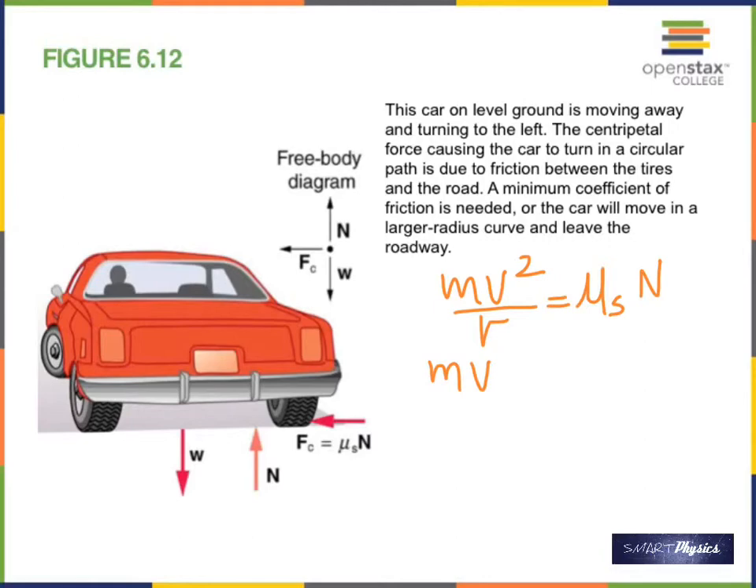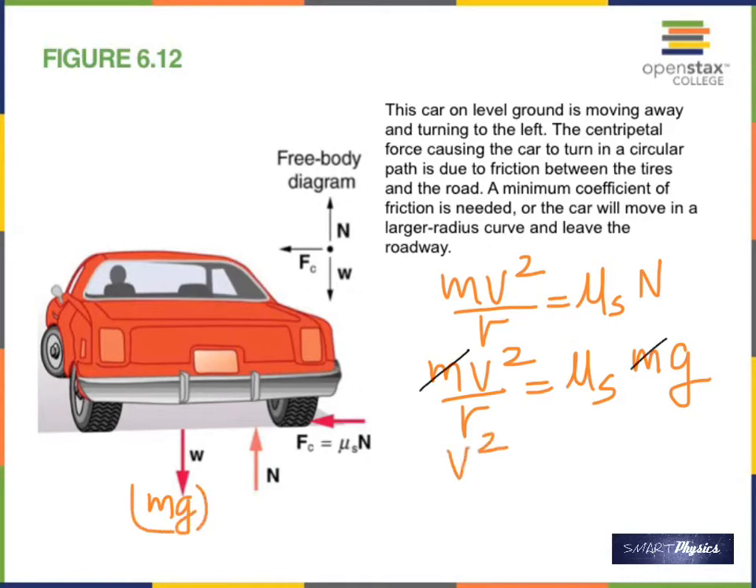Who can substitute for the normal force in the next step? Go ahead, Jordan, put it. mv squared by r is equal to mu s times mg. Okay, what's the next thing you do? Cancel it. Cancel the masses, because it's on both sides, isn't it?